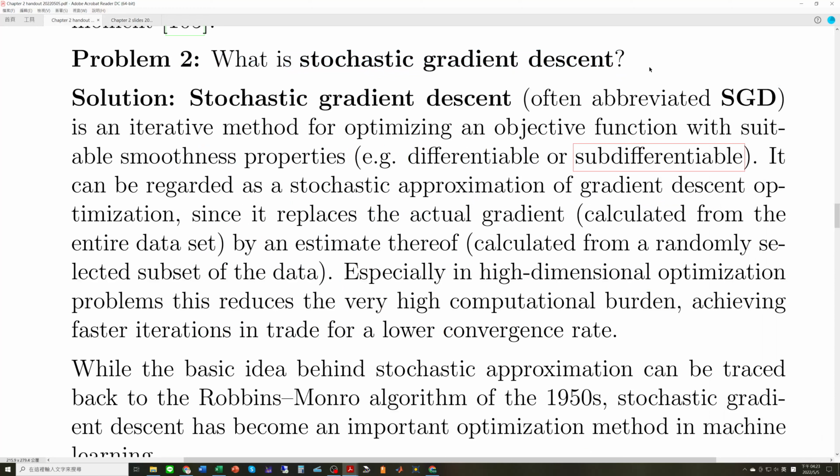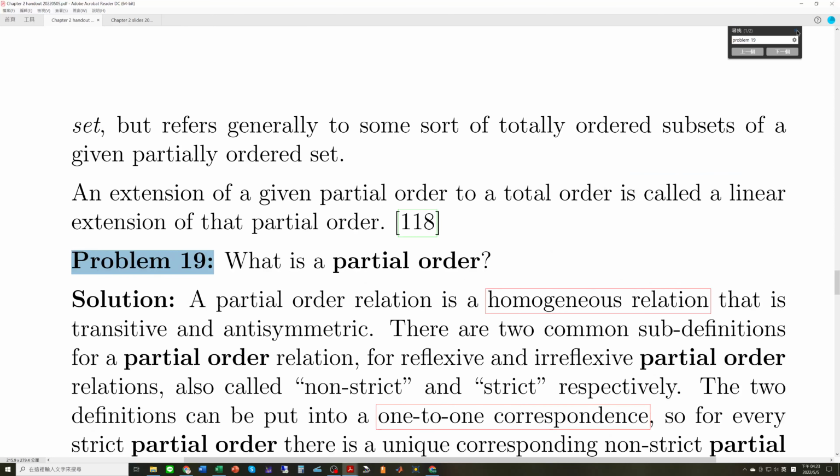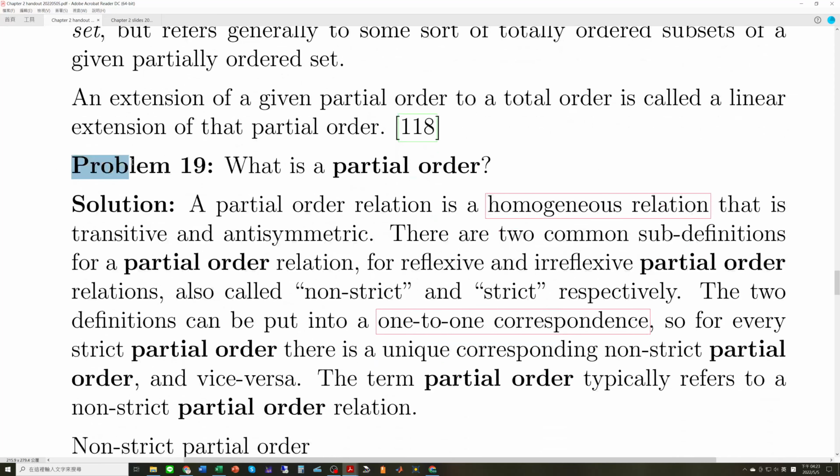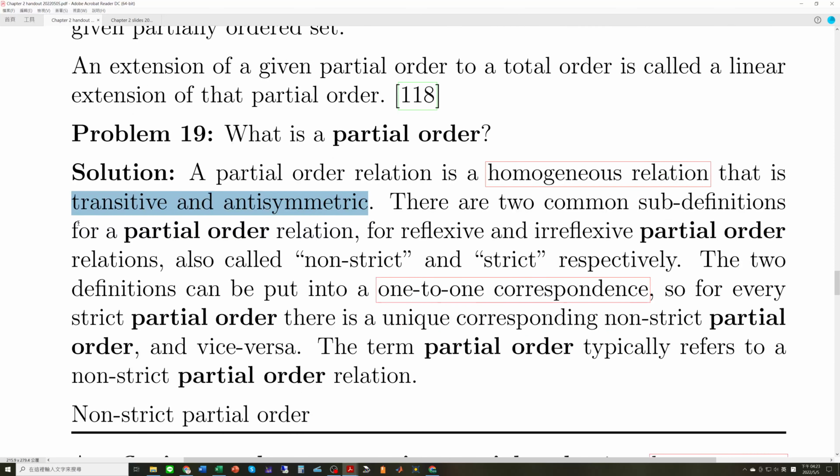Okay, let us go back to page 47 and problem 19. Problem 19. What is a partial order? Solution. A partial order relation is a homogeneous relation. We will explain what is a homogeneous relation later. That is transitive and antisymmetric. We will introduce what are transitive and antisymmetric later.